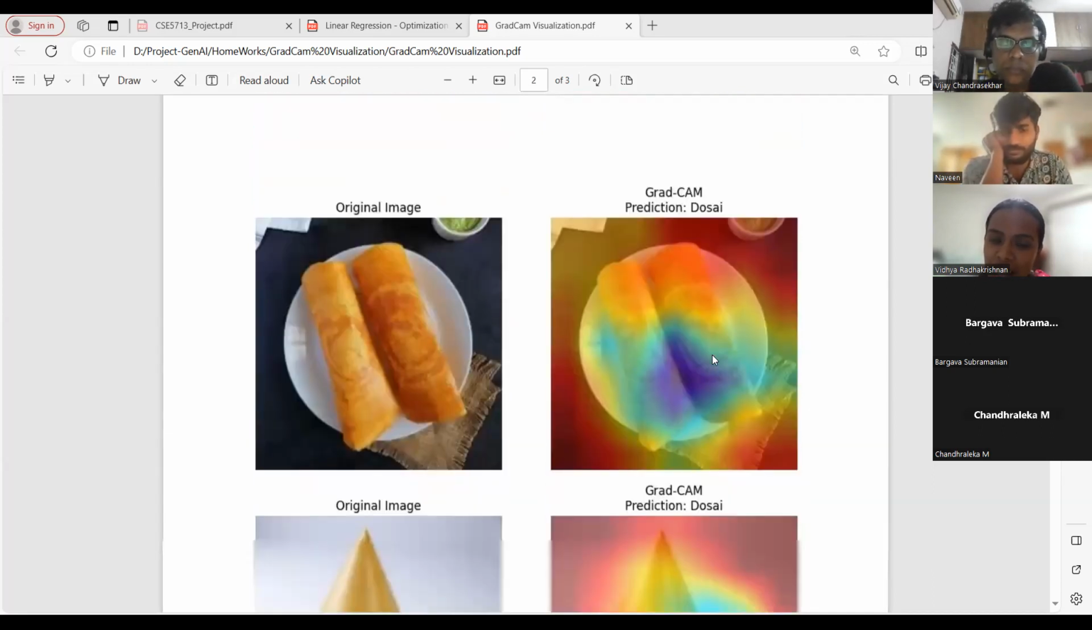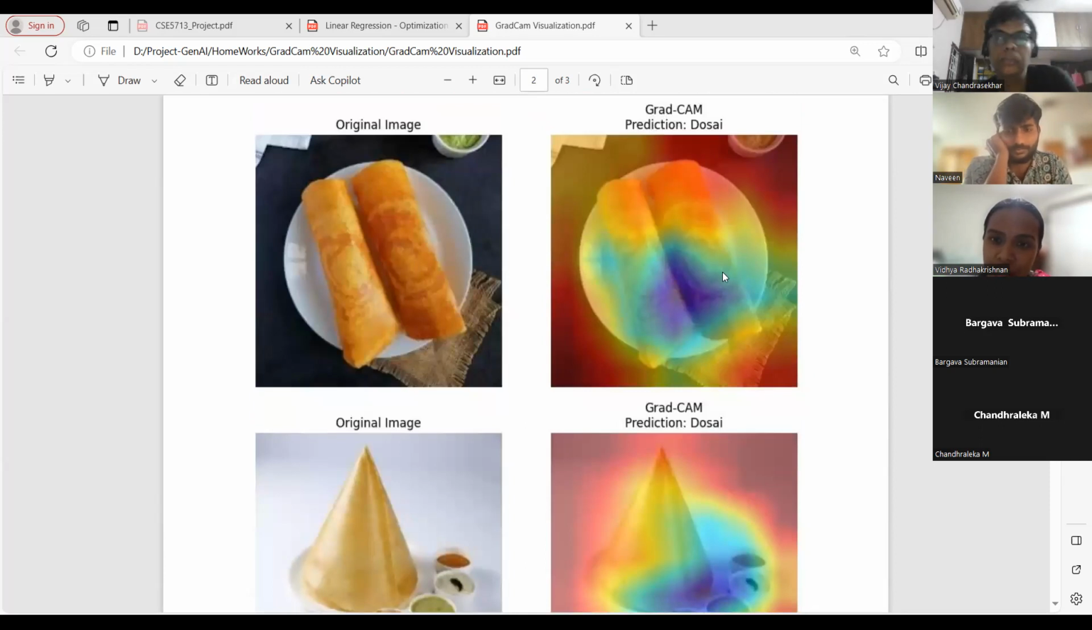And here is another test image that we used. As you can see, the red areas have been given very little importance, and only the blue area and the yellow ones have been considered as heavy weightage to consider this image as a dosa image.